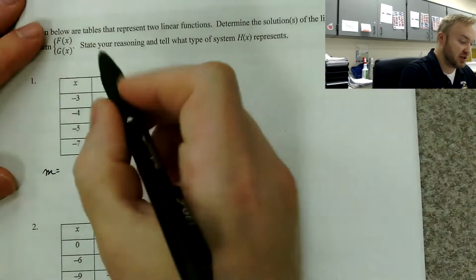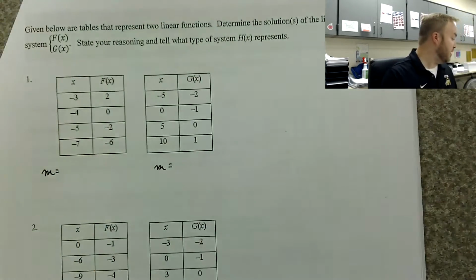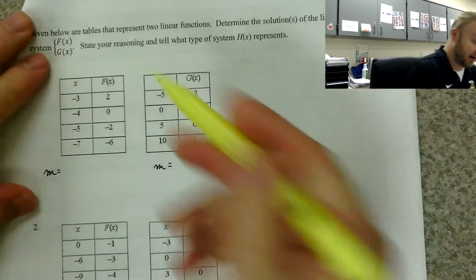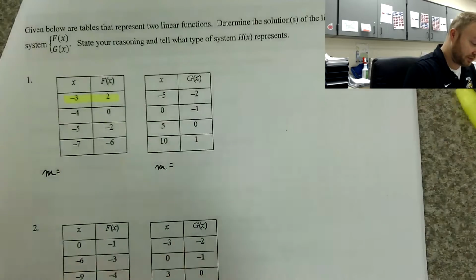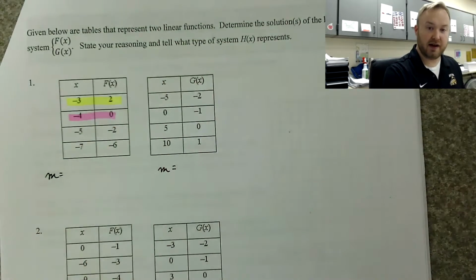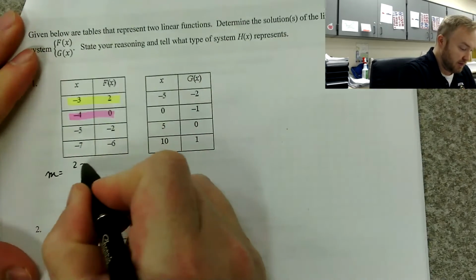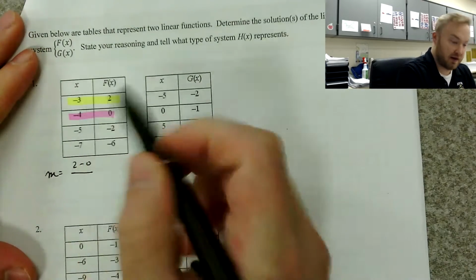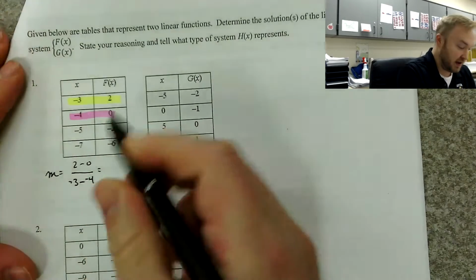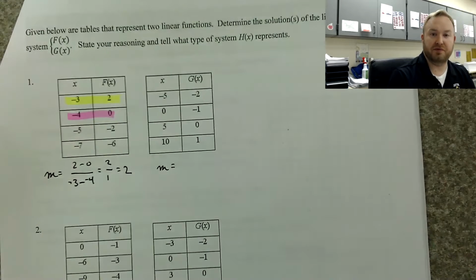Remember, the way that we find slope is we subtract the y-coordinates. Pick any 2 points. I don't care which 2 you pick. I'll pick this one and this one. Why not pick the first and second one, right? It doesn't matter which 2 points you pick. Subtract their y-coordinates, 2 minus 0. Subtract their x-coordinates, -3 minus -4. That's 2 over 1. F of x has a slope of 2.